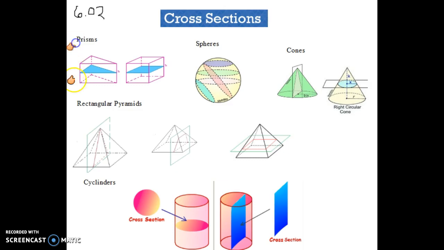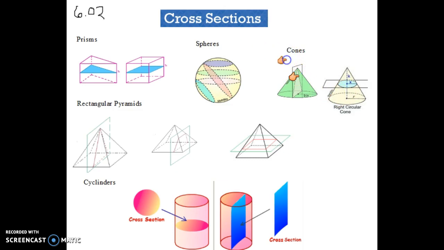For a prism, if I slice it horizontally, if it's a triangular prism, notice that that slice is going to give me a triangle. If I slice a rectangular prism horizontally, I'm going to get a rectangle. If it's a square prism, it'll be a square. For spheres, any way I slice it, I am always going to get a circle that is going to be similar to another circle.